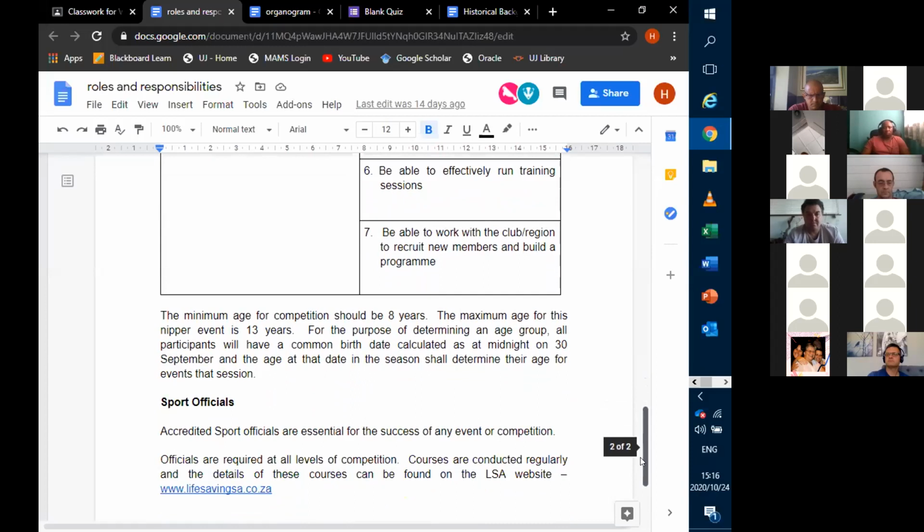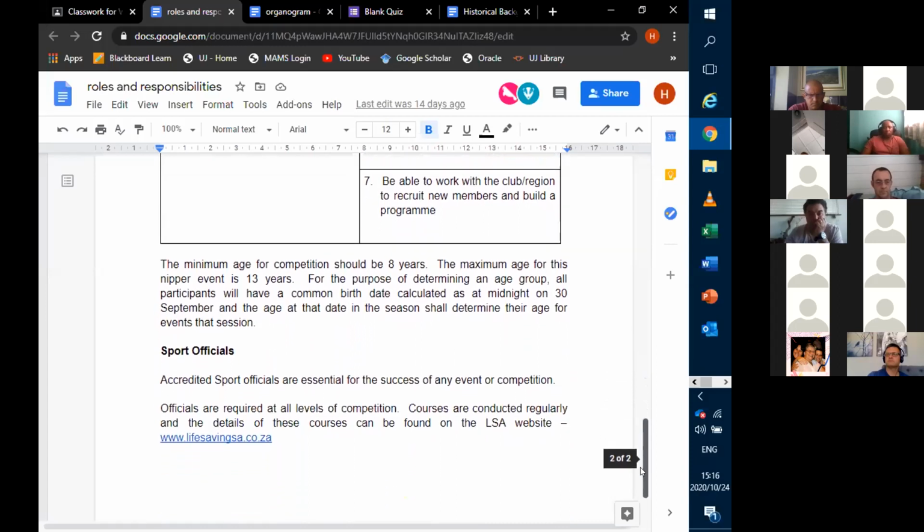Okay, we all know that the minimum age of our competition is 8 years, and the maximum age for the NIPA events is 13 years. To determine our age groups, it's determined by a common birth date. It's calculated as at midnight the 30th of September, and the age at that date in the season shall determine the age for events and sessions. And I think we need to maybe look at this.